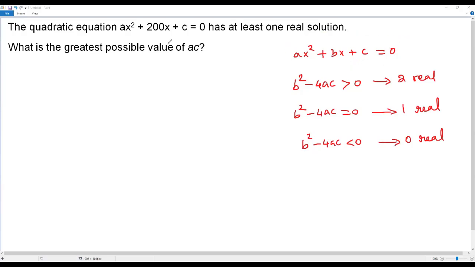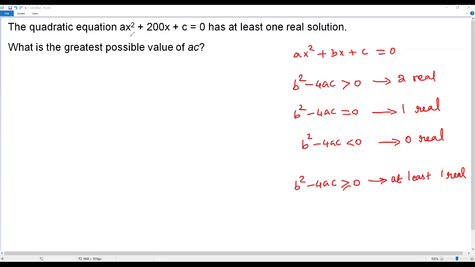Here in our question, the quadratic equation has at least one real solution. At least means minimum one real solution, and the maximum is 2. So the phrase at least one real solution covers these two categories, minimum 1 to maximum 2. When I combine the greater than and equal cases, I get b² − 4ac ≥ 0. In that case, we'll have at least one real solution.